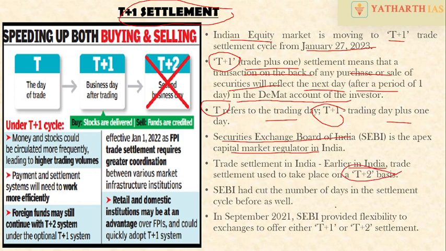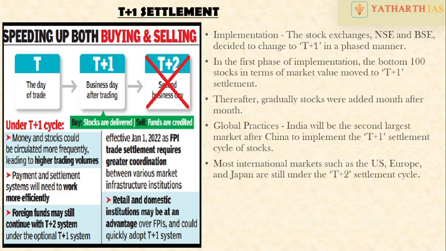SEBI had cut the number of days in the settlement cycle before as well. In September 2021, SEBI provided flexibility to exchanges to offer either T+1 or T+2 settlement. So for the implementation, the stock exchanges NSE and BSE decided to change to T+1 in a phased manner. In the first phase of implementation, the bottom 100 stocks in terms of market value moved to T+1 settlement, and thereafter gradually stocks were added month after month.